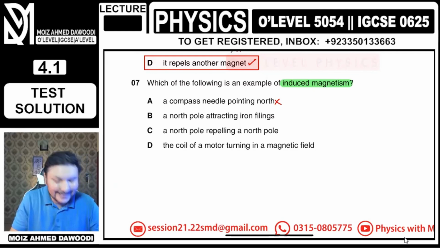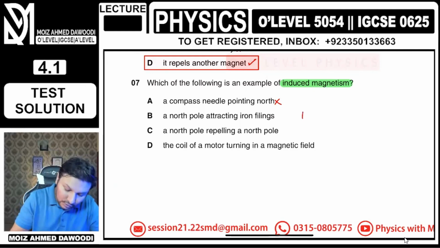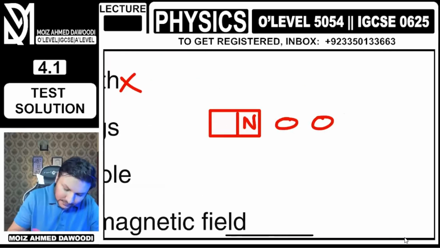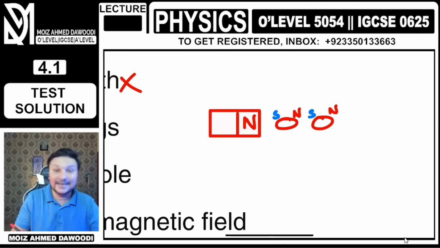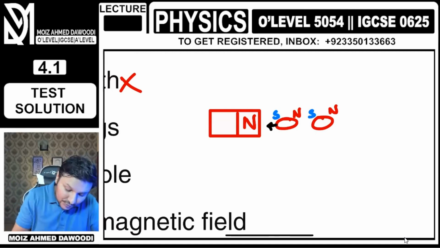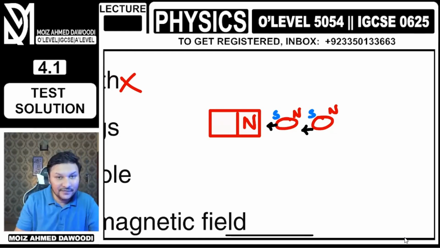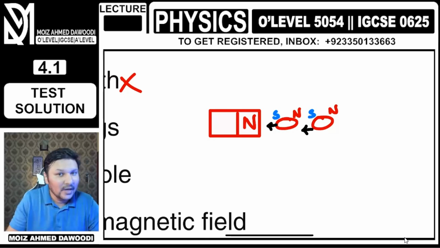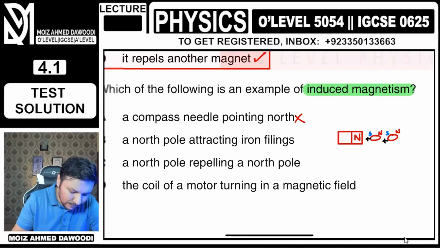North pole attracting iron filings. So if the north of the magnet is placed near the pieces of iron, what will happen? This north will generate south here and north here. And when the poles are generated without making physical contact, then attraction will occur. So if a north pole is attracting iron filings, first the north induced poles in the iron filings. After that, attraction is happening. So in my opinion, B is the correct answer.